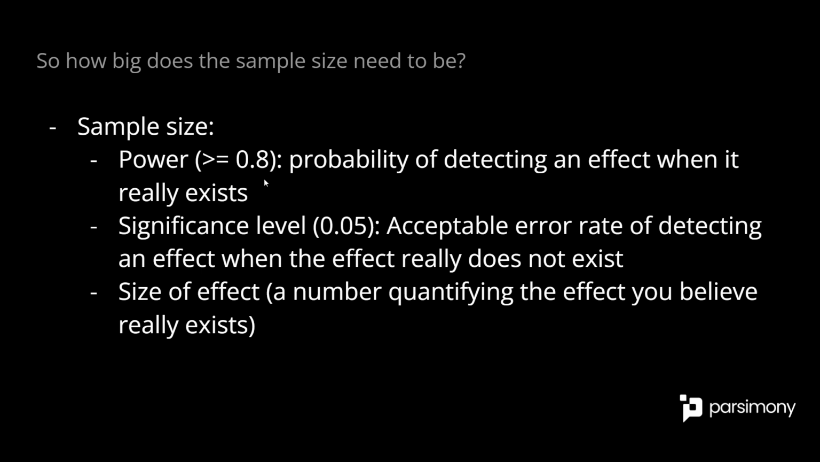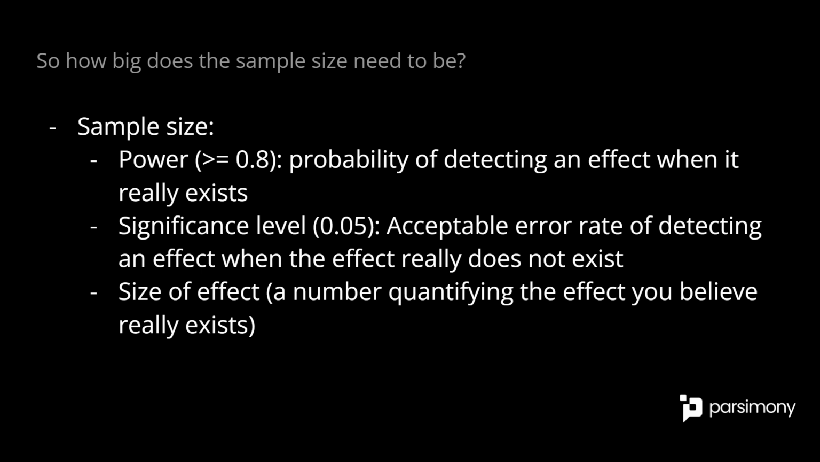Typically, that number is set at a value around 0.8 or higher. So, you want the probability of detecting an effect when it actually exists to be 80% or higher. And typically, the significance level is set at 0.05, like I said earlier. And the size of the effect is one that you usually have to go and track down. You want a reasonable number that is reflective of what you would expect for the treatment that you're studying.